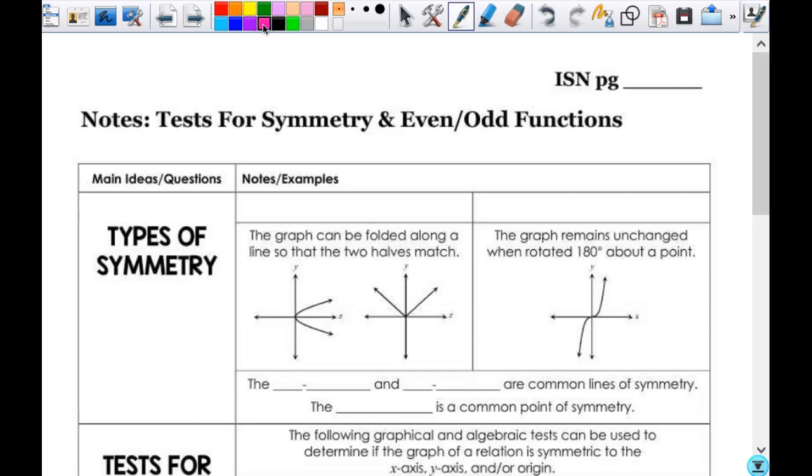Right, so this is going on page 31 when we are finished. We're going to look at tests for symmetry with our graphs and then also even and odd functions.